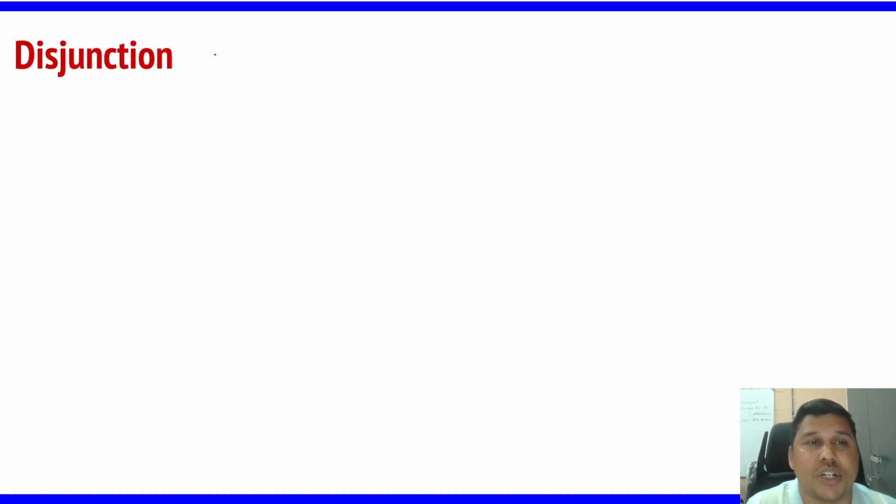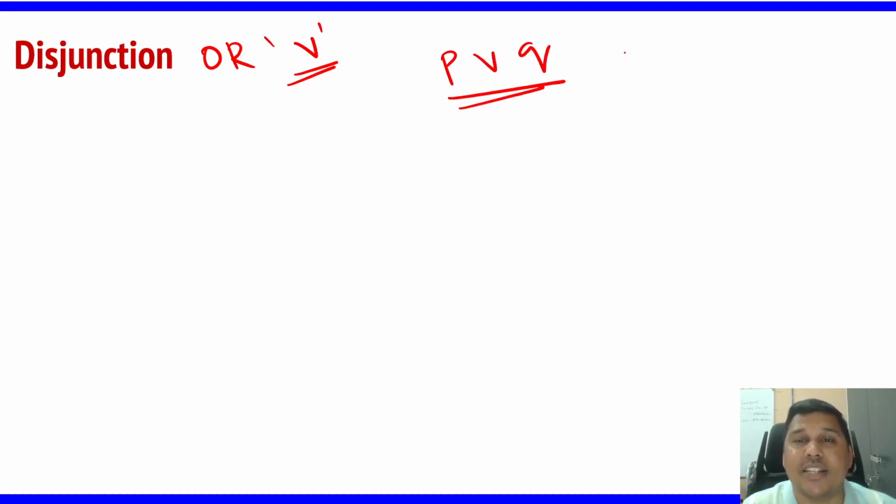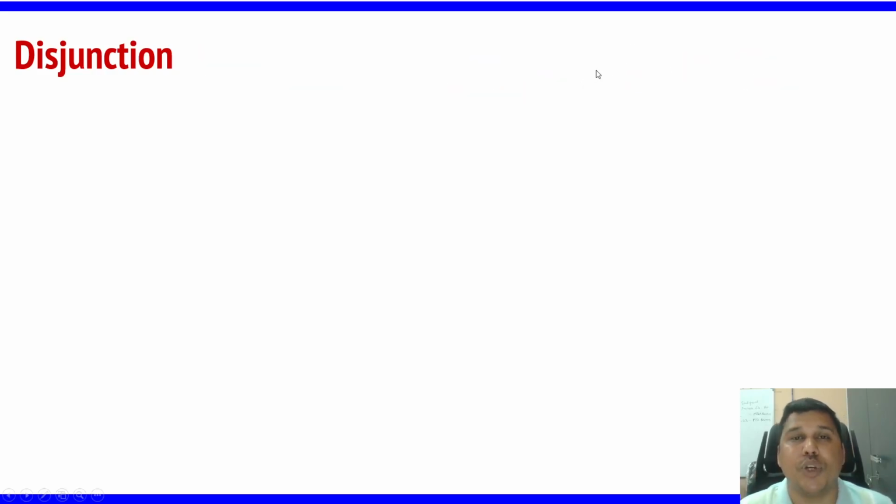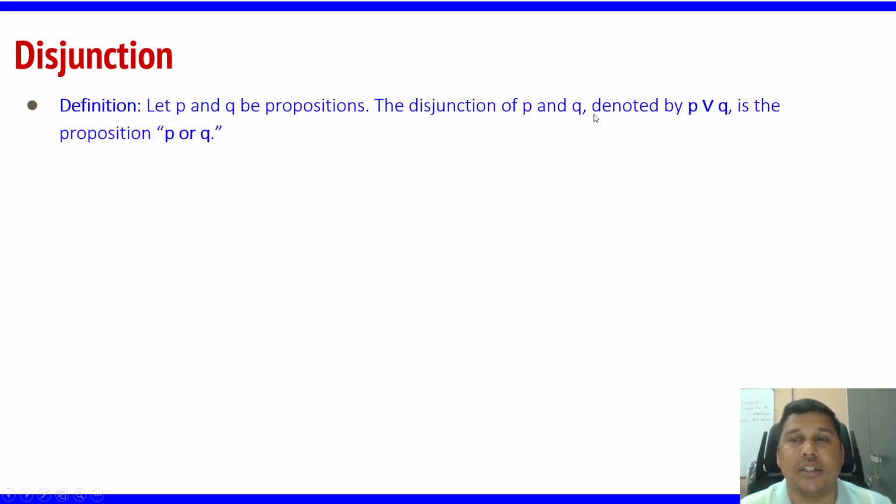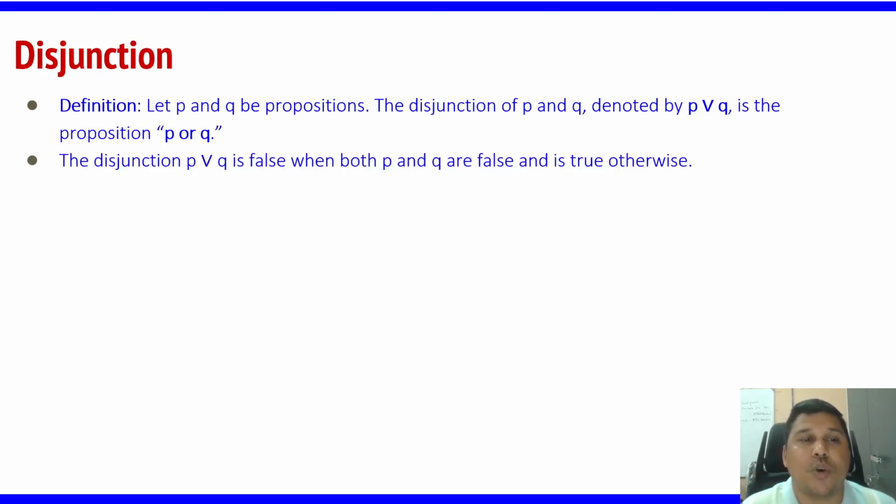Next is disjunction. It is equal to your OR operator. We use the symbol V. So we write P or Q this way. We call it P or Q. So when you have two propositions, we use the OR operator. See, P or Q, like this. So what about this? P or Q is false only when both are false. In all the remaining cases, it is true. It is the reverse of our conjunction operator.